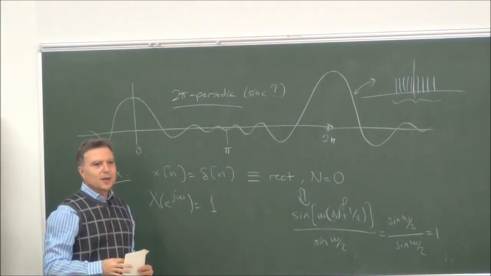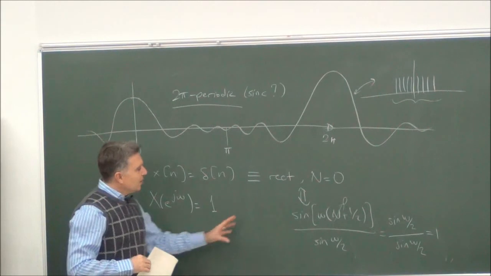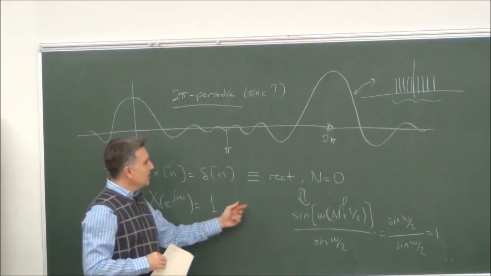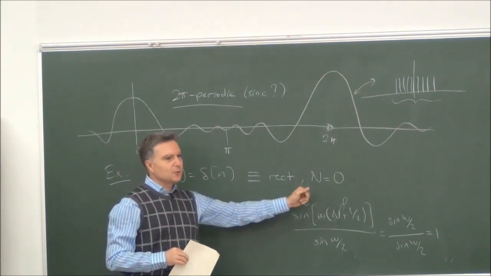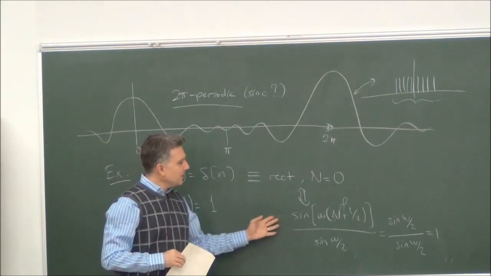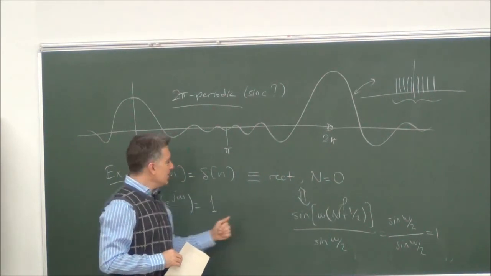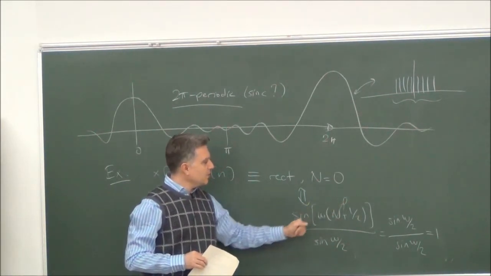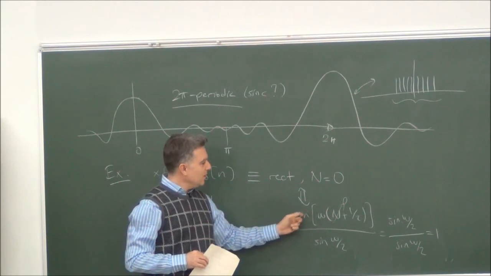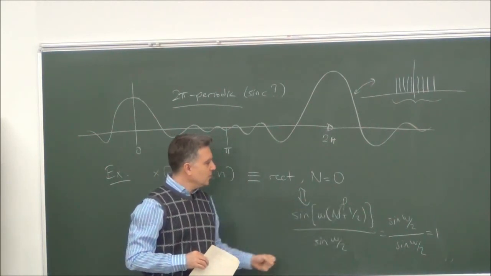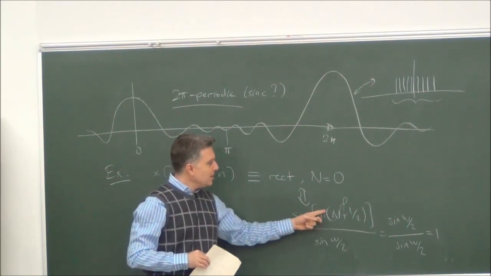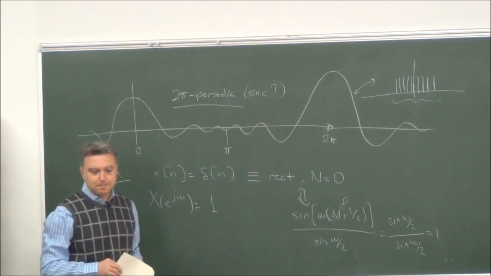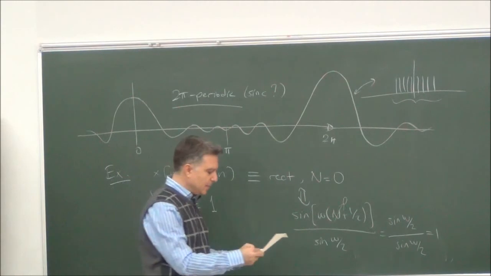You could also answer the same question by knowing this portion only, because this impulse corresponds to the rectangle with N equal to 0, and the Fourier transform of the rectangle is this large expression. This is just a special case where capital N is equal to 0, and when you make capital N equal to 0, you get sine omega over 2 over sine omega over 2, which is 1. So that's the same answer.